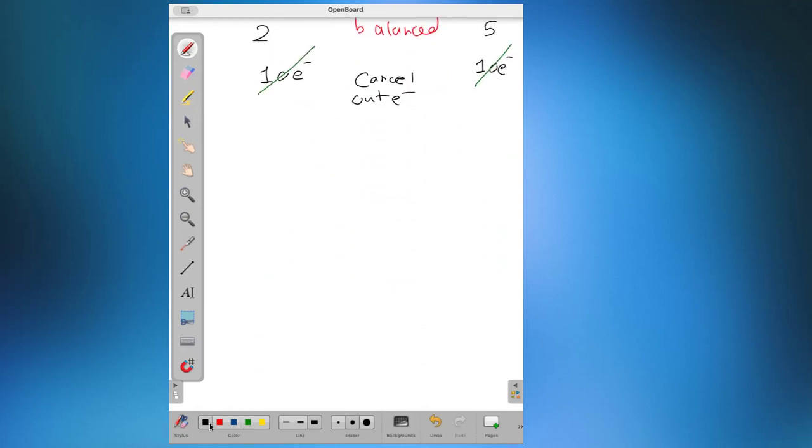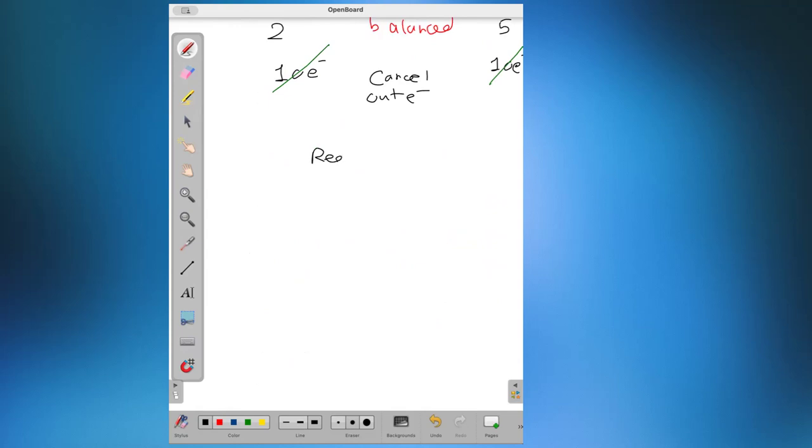Why? Because there is a rule that tells me that in redox reactions, there should be no electrons showing, because they should cancel out.